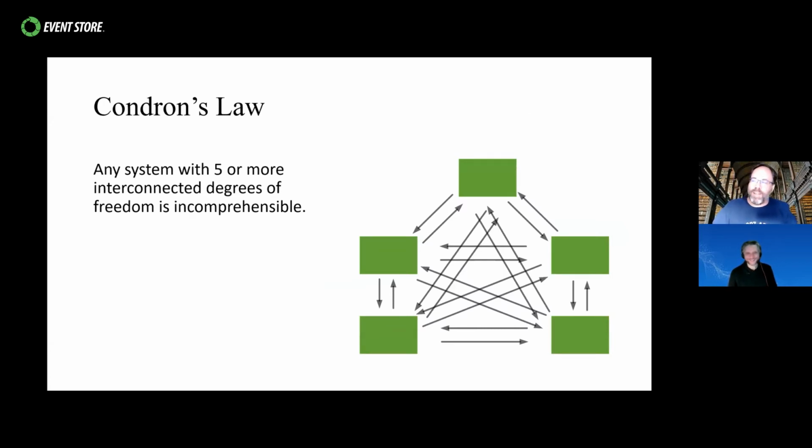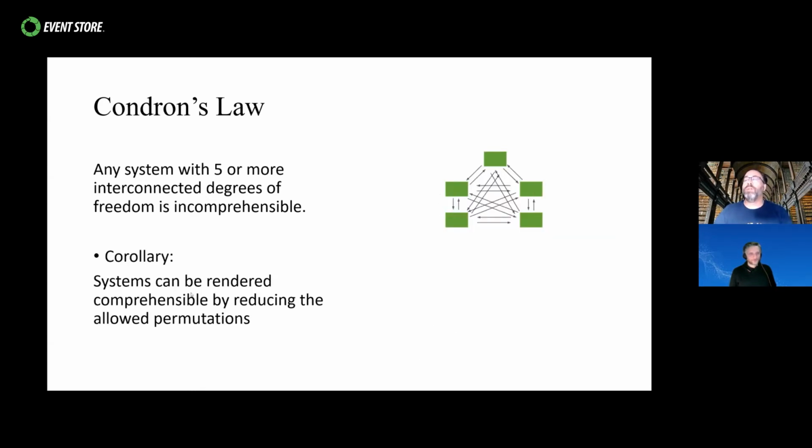Tongue in cheek a little bit, but a question came up on Twitter: if there was one thing you could share with everybody, your law, so to speak, this would be it. Any system with five or more interconnected degrees of freedom is incomprehensible. You cannot understand what's going to happen here because the changes echo. You just don't know what happened.